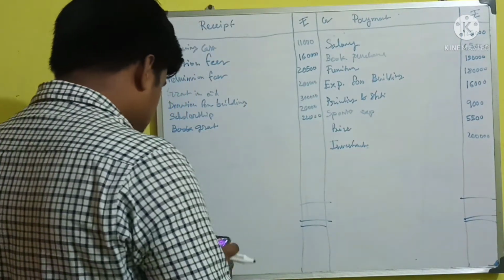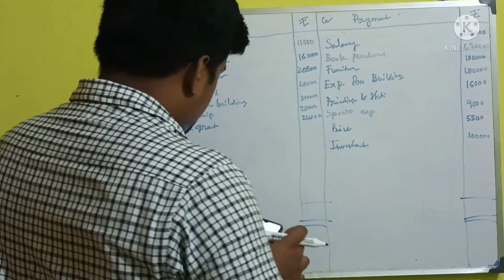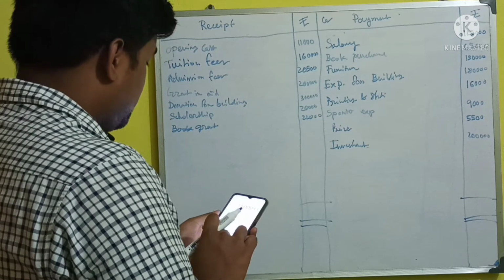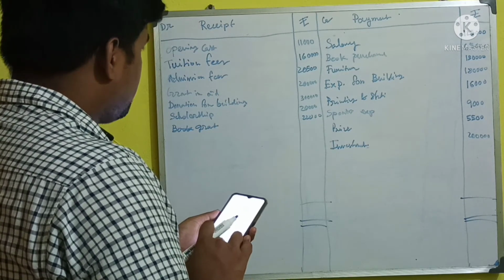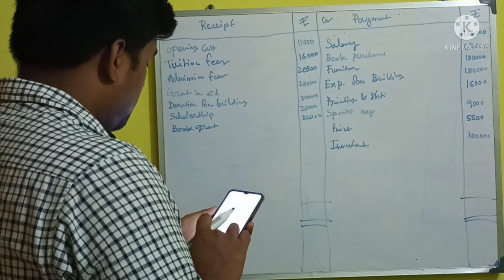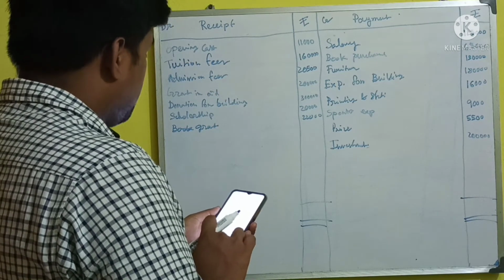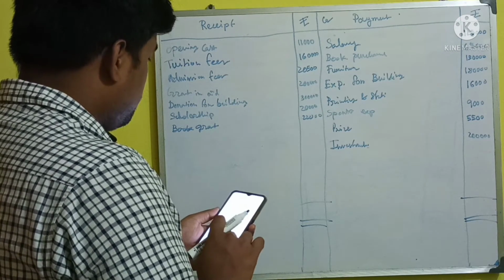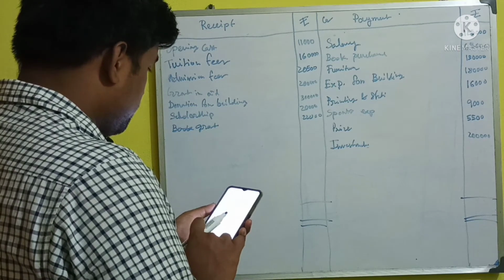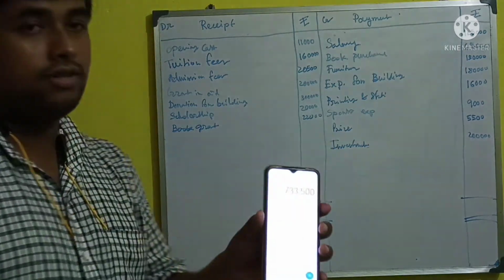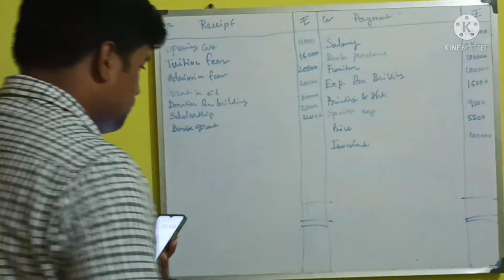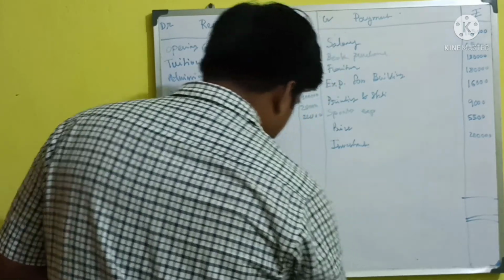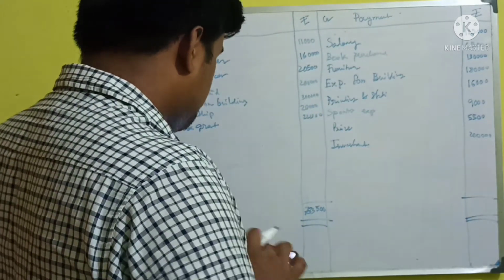Now the part of calculation, let's total it. If we total the receipt side, then 11,000 plus 1,60,000 plus 20,500 plus 2 lakh plus 3 lakh plus 20,000 plus 22,000. It is showing 733,500. Let's see what is the total of the payment side.